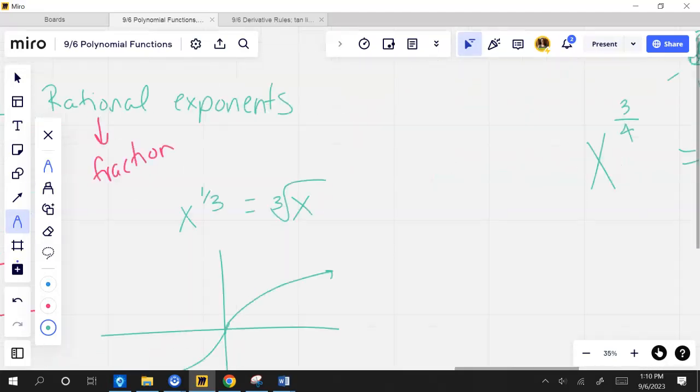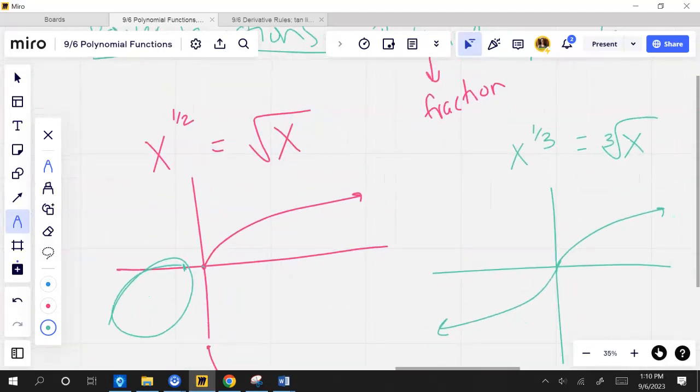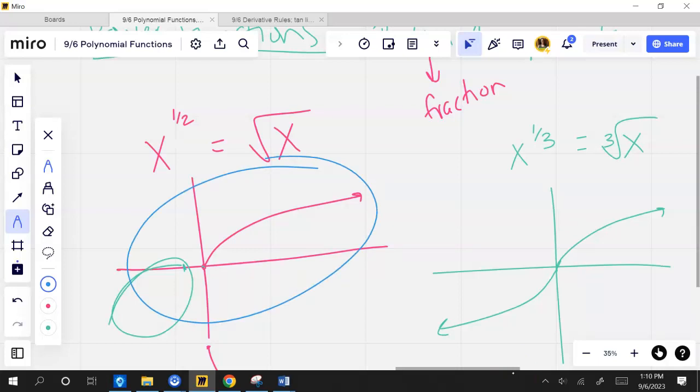Going back to these two. Even, odd, or neither? The one I circled in blue. I hear neither and I hear even. Justify your answer. What does even mean?